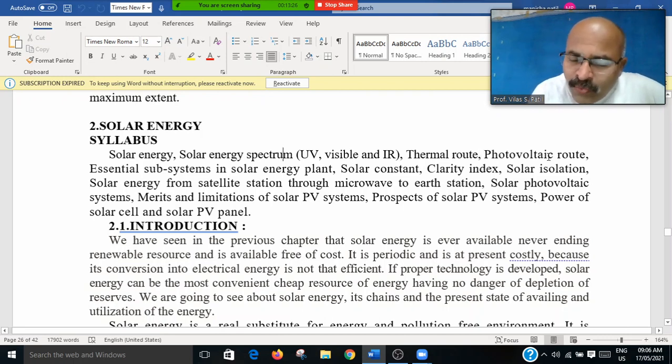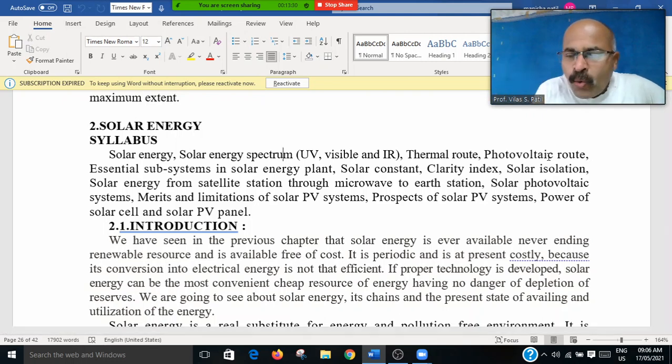Photovoltaic route. We know that photo is the light ray. Voltaic is the process of conversion of the light ray radiation into electrical current, that is photo to voltaic. The photovoltaic route is one of the best routes of using solar energy, or converting solar energy into electrical energy.